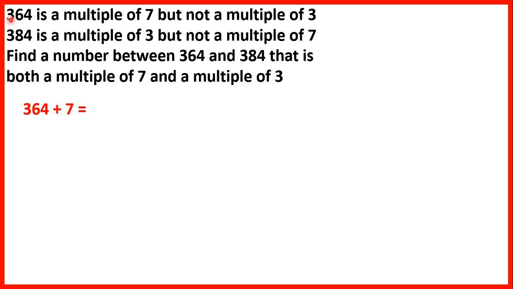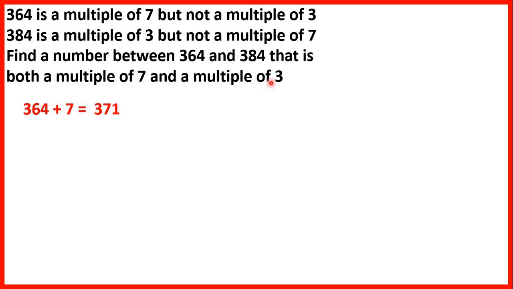So we're told that 364 is a multiple of 7. So if we add another 7, that will take us to the next multiple of 7. Because remember, with multiplication, what we really have is repeated addition. So 364 plus 7 is 371. So that must be a multiple of 7 as well.